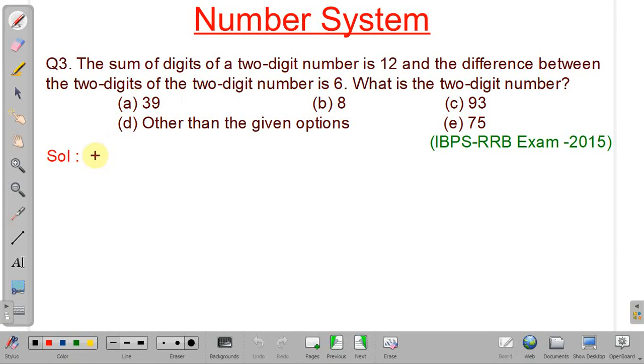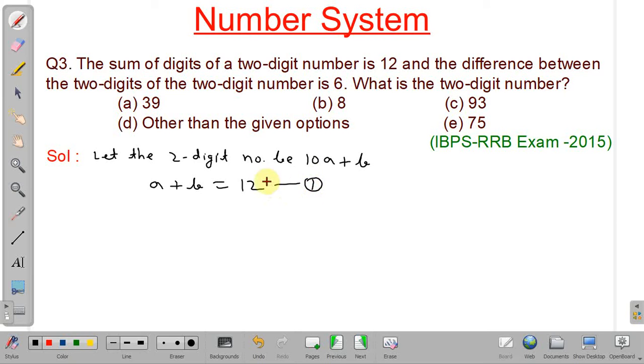So we will assume the digits as A and B. Let the two-digit number be 10A plus B, that is, tens place digit is A and unit place digit is B. Okay. And it is given that the sum of digits is 12. So we can write A plus B equal to 12. This is our equation number 1.